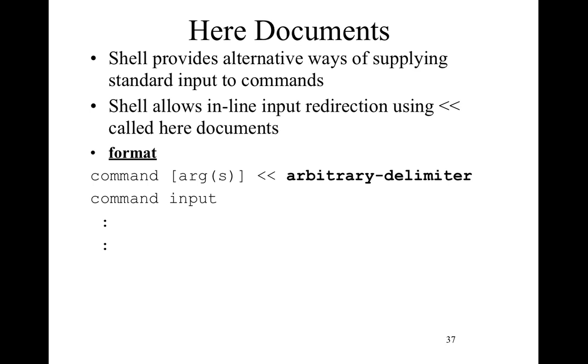So here are documents. The shell provides alternative ways of supplying standard input to commands. The shell allows inline input redirection using the double arrows, called a here document. So here's a command argument with the double arrows with arbitrary delimiters, like a comma or something like that.